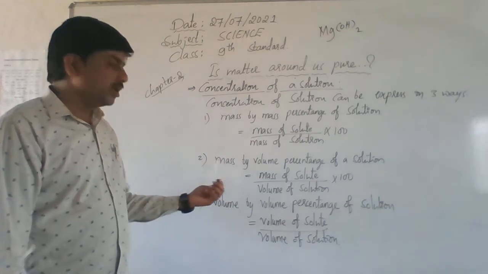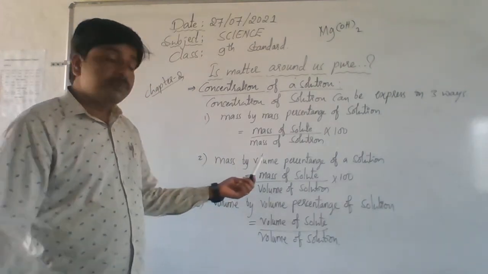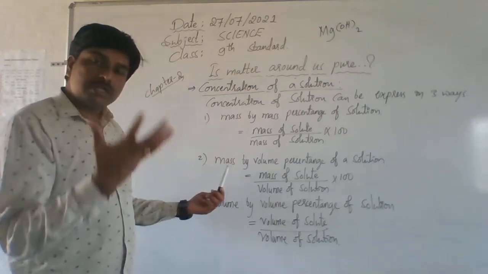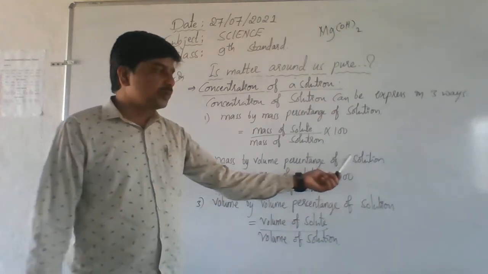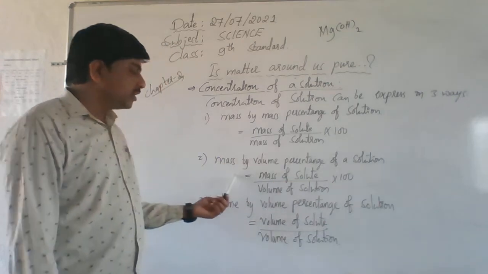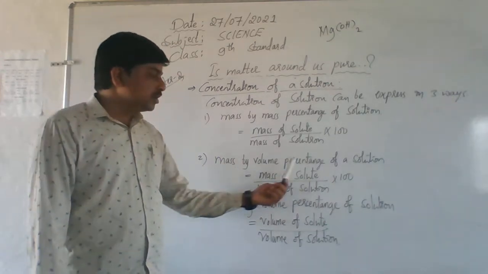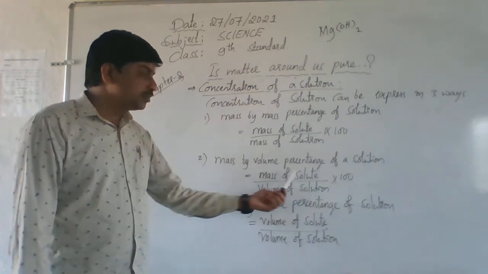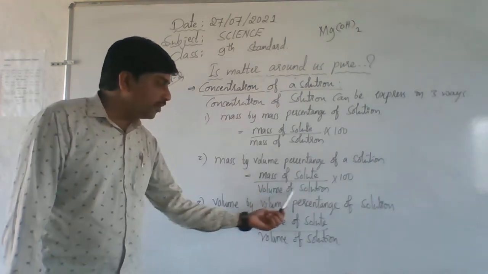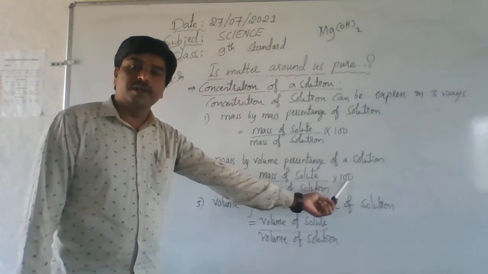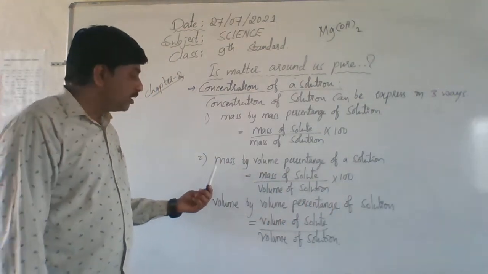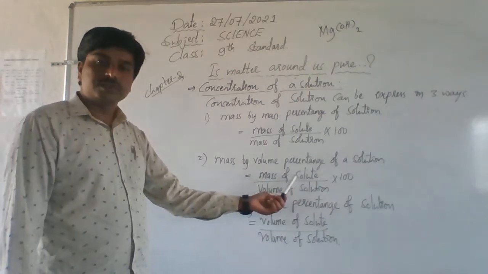Understand? The second method is mass by volume. First one is mass by mass. Second one, mass by volume percentage of solution. The formula is mass of solute divided by volume of solution, into 100. So by using this formula, you can check the concentration of solution by mass by volume percentage.